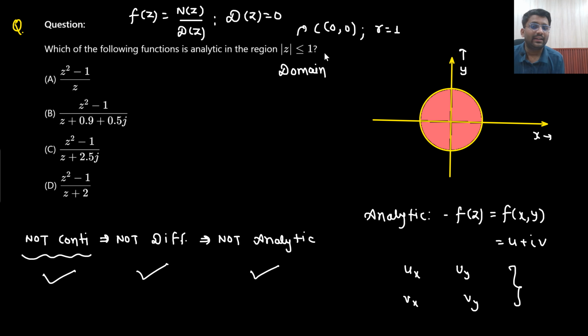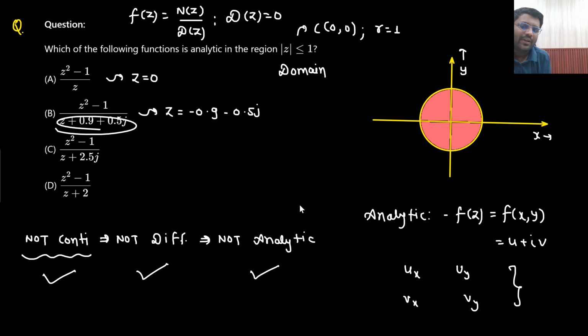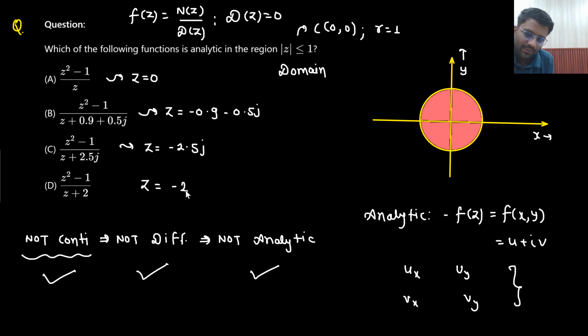Which of the following functions is analytic in this region? Where will this one create the problem? It will create the problem at z equals 0. Where will this one create the problem? At z equals minus 0.9, minus 0.5j. Basically, I am putting the denominator equal to 0. Where will this one create the problem? At minus 2.5j. And where will this one create the problem? At z equals minus 2. You need to check in this domain.